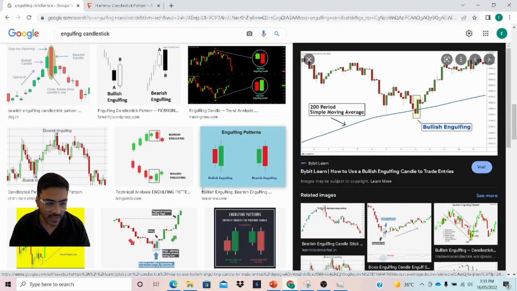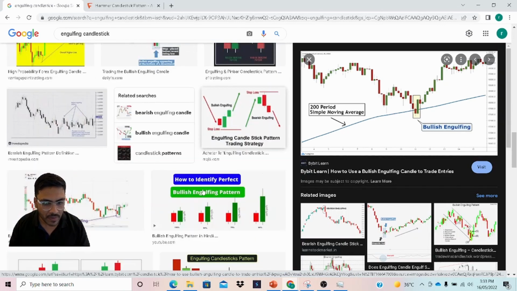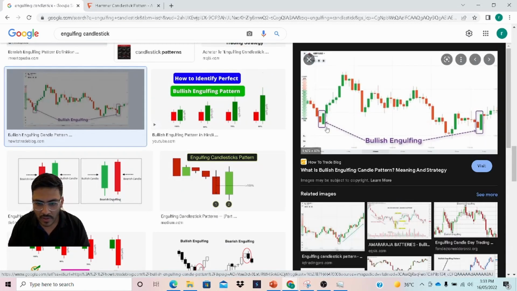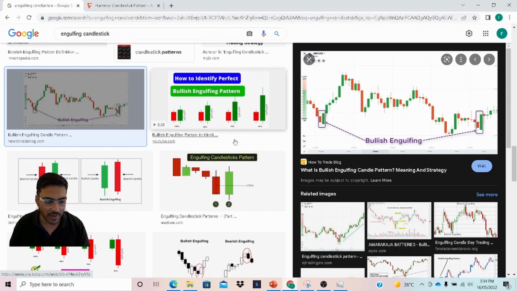Let's see one more example. Okay, so this one is bullish engulfing. You have a small red candle, gap down opening, big green candle, and then the high is higher than the previous open. So this is bullish engulfing.